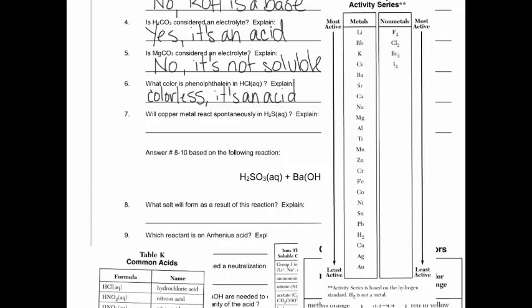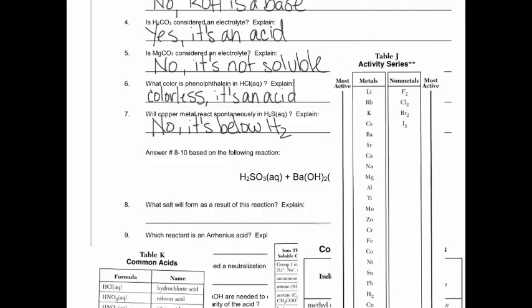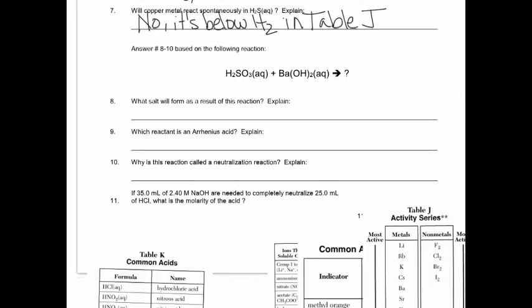No, you can't. H2S is an acid, and you can kind of assume that since it starts with H. And copper is not above H2. It's actually below H2. Copper, silver, and gold don't react in acids. So we're going to say no, and to justify that, we're going to say that it's below H2. In table J, those metals that are below H2 do not react in acids, and none of them really react in bases either.